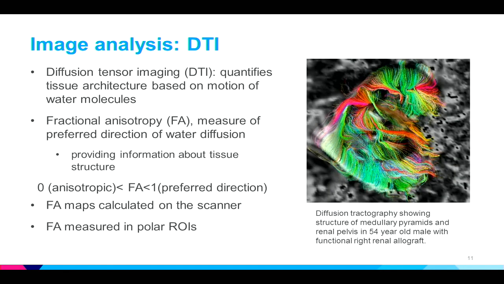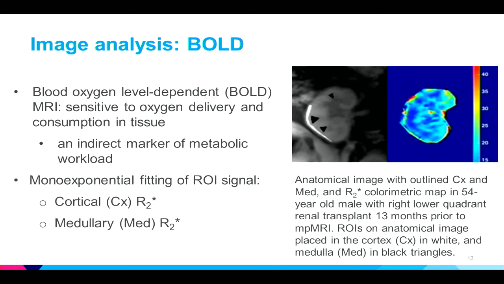With DTI, we looked at fractional anisotropy, which is a measure of the preferred direction of water diffusion, which can be isotropic, in which case FA is 0, or in a preferred direction with an FA of 1. We used the FA maps calculated on the scanner and the motion compensation strategies already built into the sequence, into the post-processing. Previous studies have shown sparsing of tract density on diffusion tractography images in patients with renal dysfunction. And also we expect significant differences in FA. For the BOLD experiments, we looked at baseline.